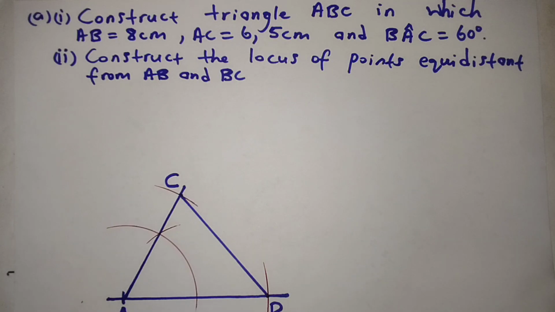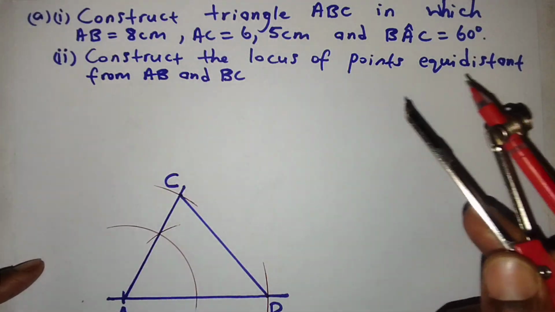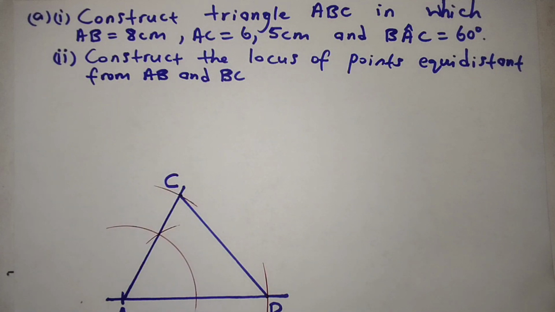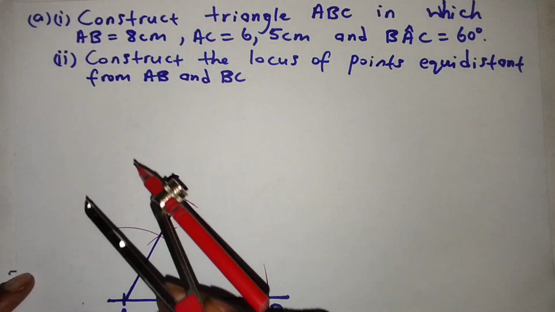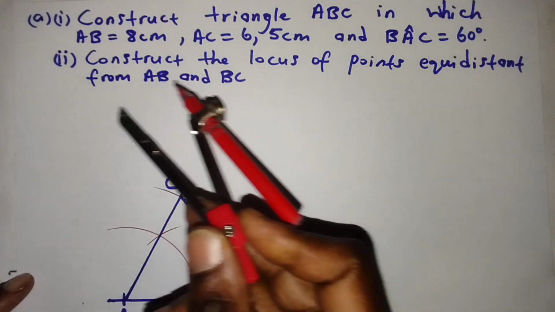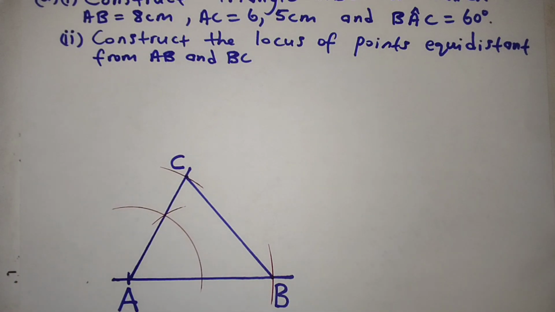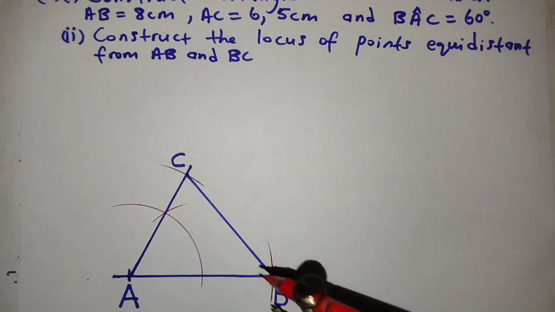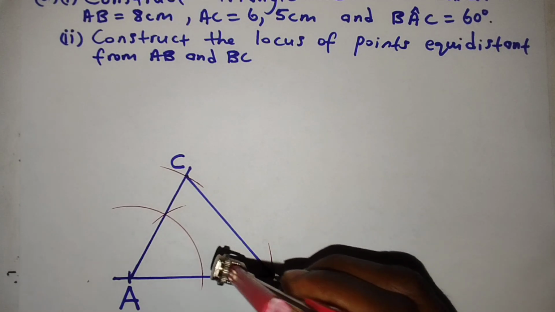Now, after constructing our triangle ABC, we want to construct the locus of points equidistant from AB and BC. So equidistant simply means equal distance, okay? If you look closely, you can see that the letter B is being repeated here, AB, BC. So for us to construct the locus of points equidistant from AB and BC, we choose B as our center because it is the letter which is being repeated. So we choose B as our center, and then we open a suitable radius.